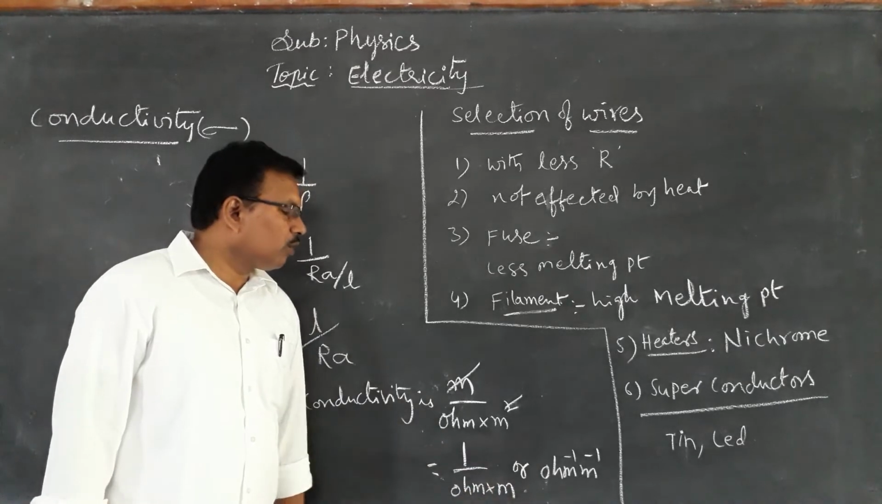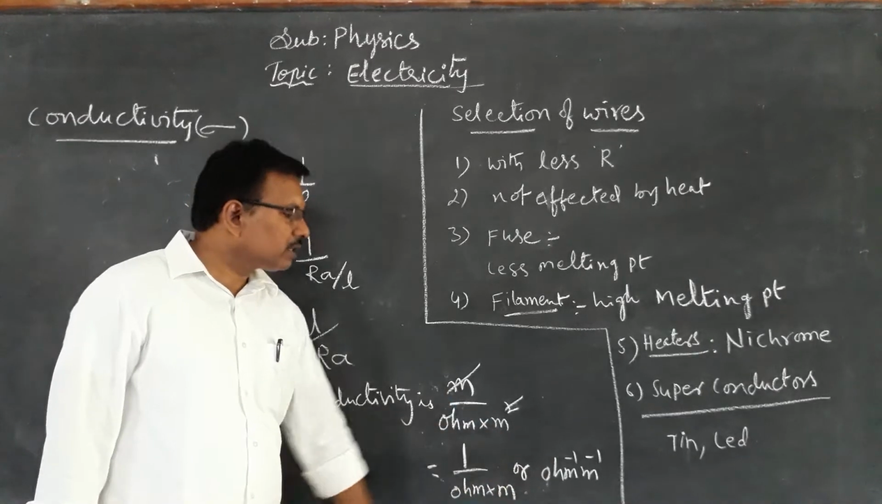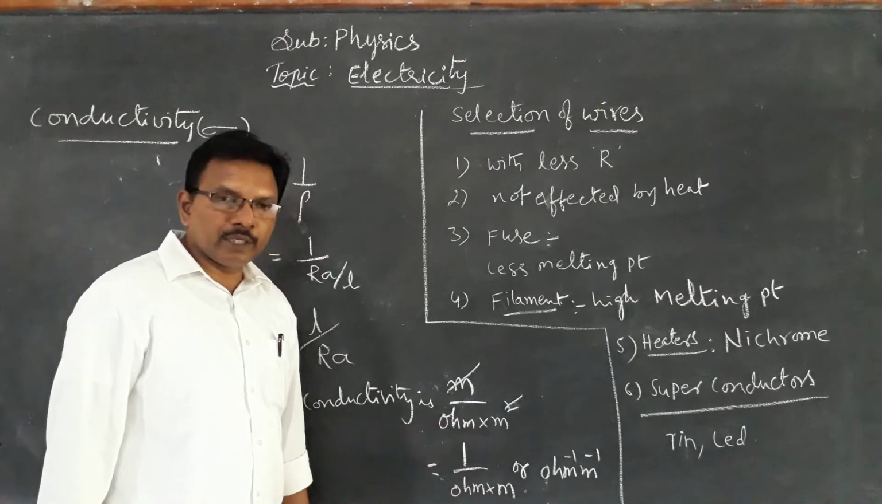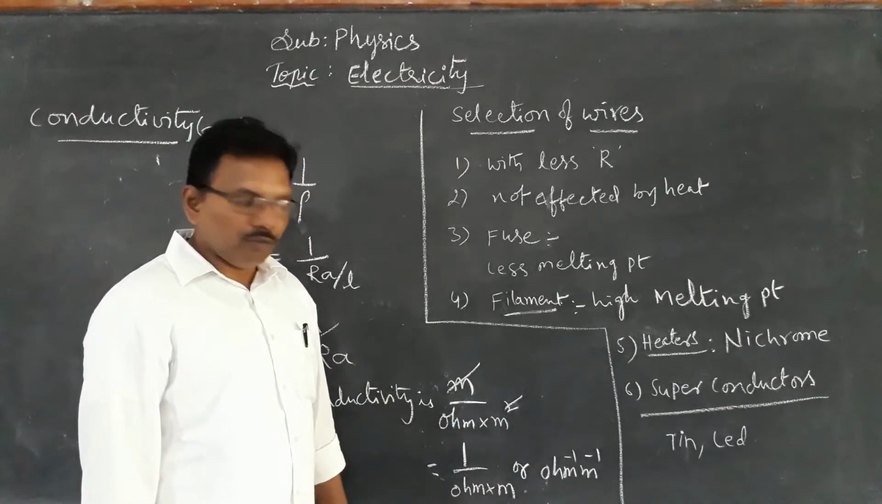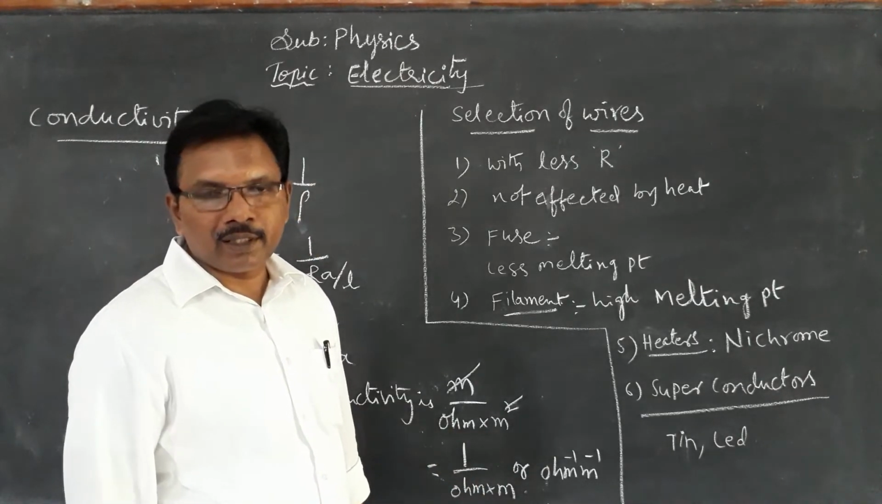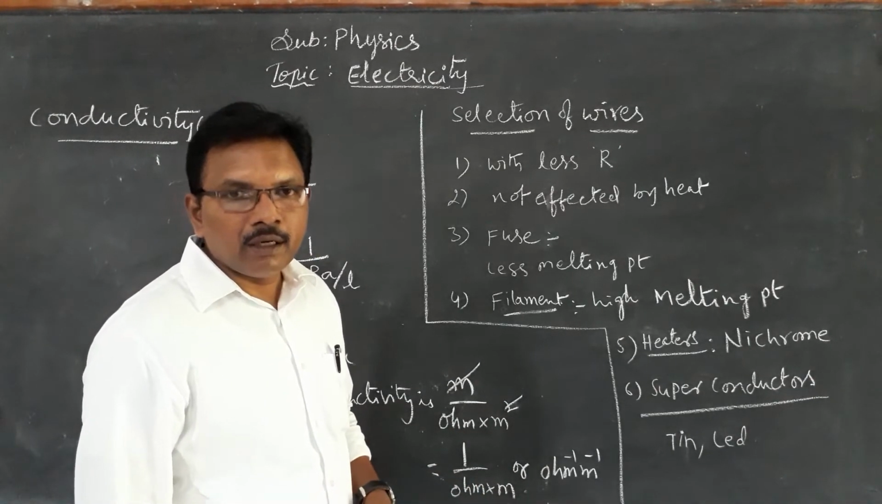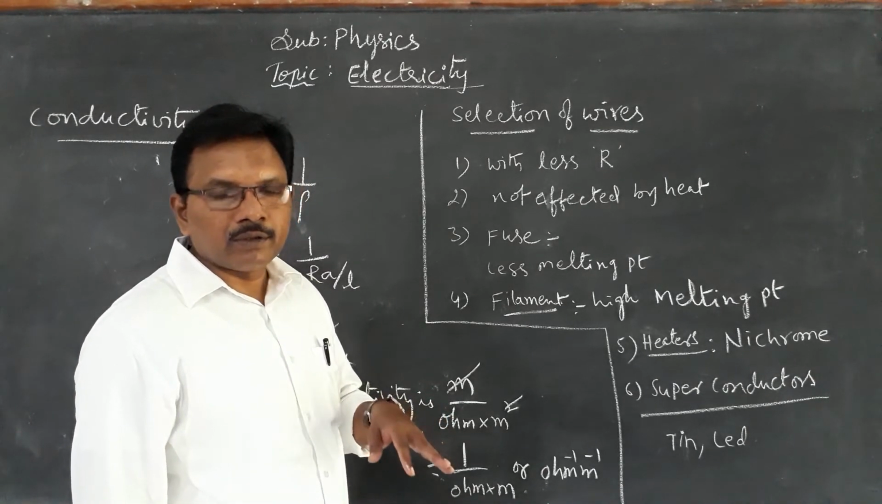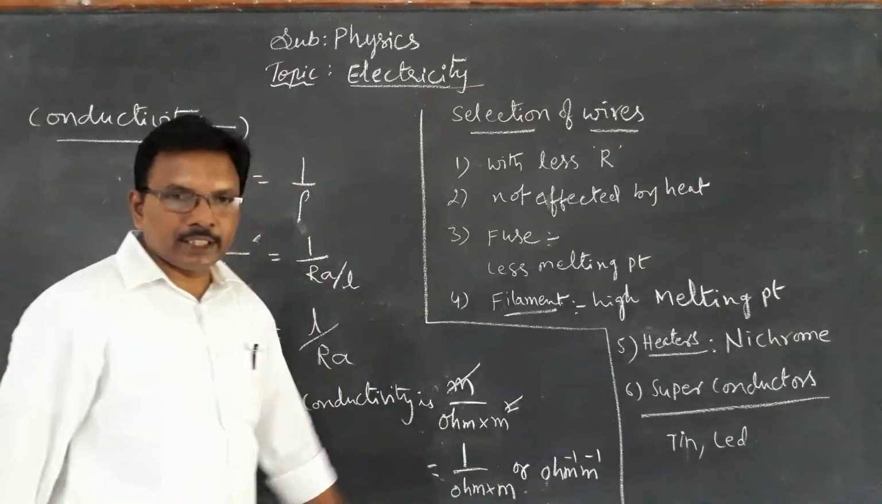Now 1 by ohm meter can also be written as ohm to the power minus 1, meter to the power minus 1. If you bring the denominator to the numerator, you write minus power 1 for both. So this is the unit of conductivity. Conductivity is inverse to resistivity, so from that we got it.